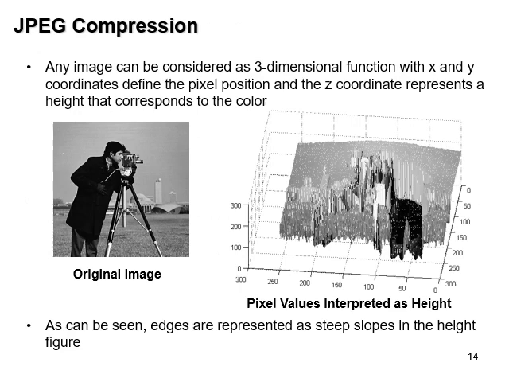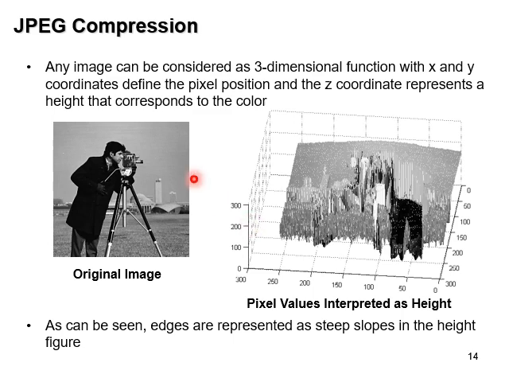So let's see what's the basic idea of JPEG compression. First of all, any image can be considered as a three-dimensional function, with x and y coordinates defining the pixel position, and the z coordinate representing a height that corresponds to the color. Let's say we have this cameraman image. It can be represented in 3D by having this dimension represent the rows, this dimension represent the columns, and the third dimension represent the gray level.